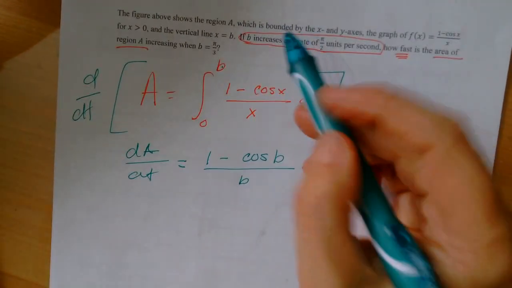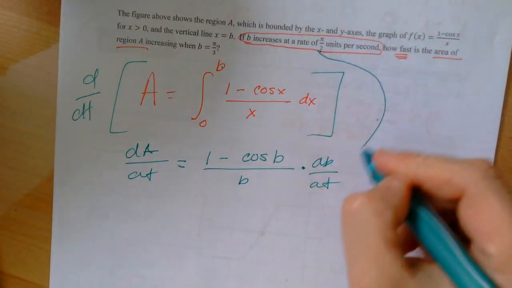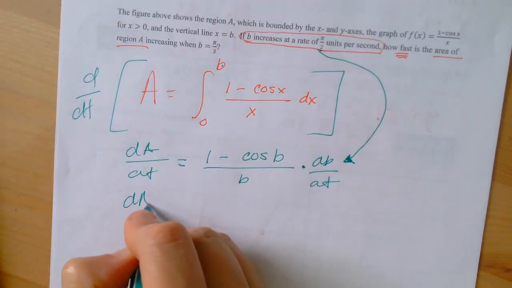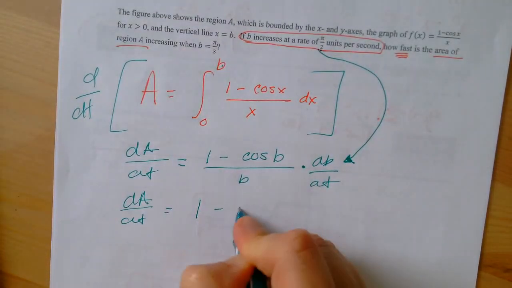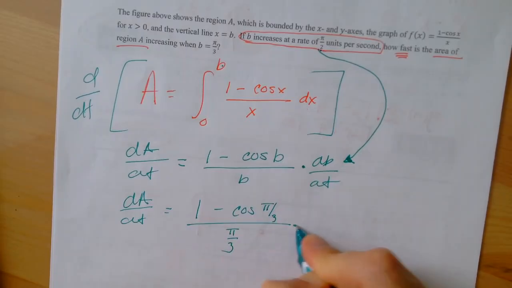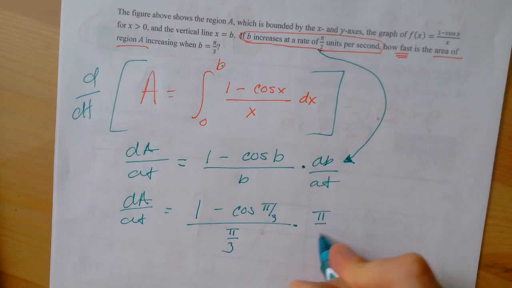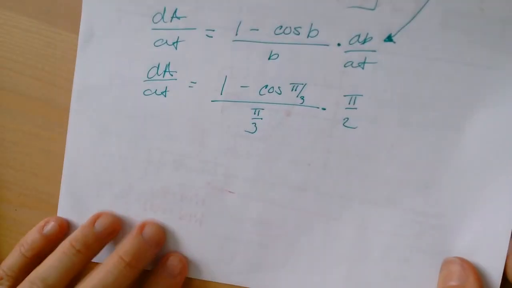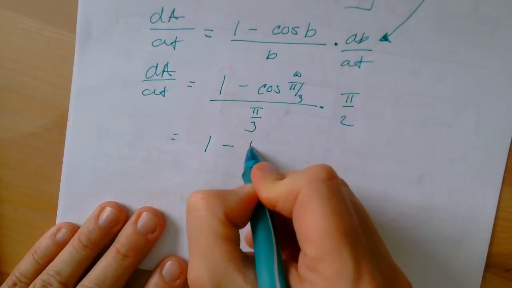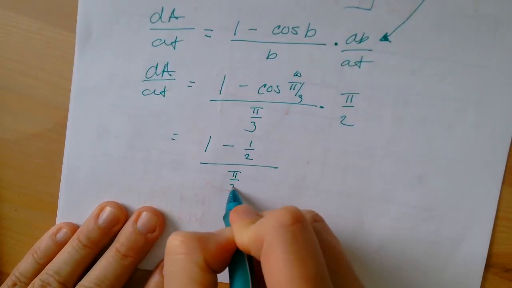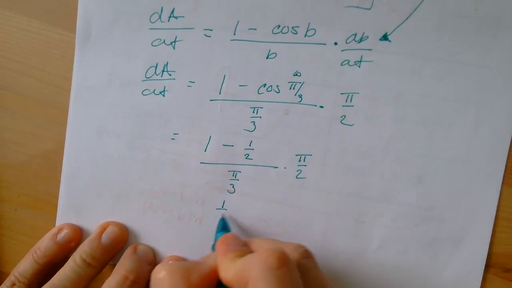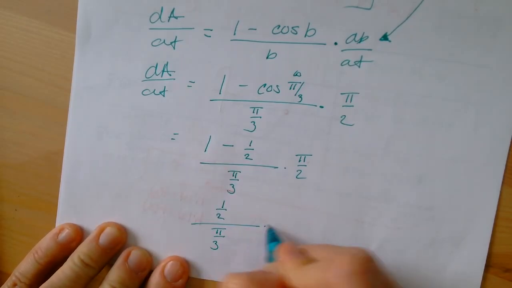Okay, now it says if b increases at a rate of pi over 2, that would be db dt, specifically when b is pi over 3. So I'm going to substitute in my pi over 3 for b, times db dt, which they said is pi over 2. All right, cleaning up a little further, cosine, this is 60. Cosine of 60 is 1/2, over pi over 3 times pi over 2. 1 minus 1/2 is just 1/2, over pi over 3 times pi over 2.